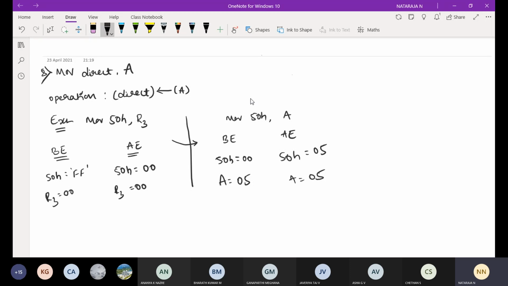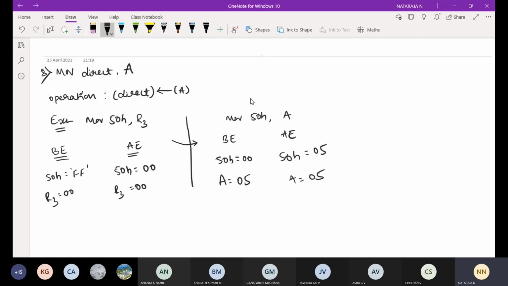Got everyone? Any doubt? See here, move direct comma A. Whatever the content in the accumulator or register, we are going to copy to the direct address, whatever address we take. A small example: move 50h comma A, move 50h comma R3. I have taken two examples. The first one is move 50h comma R3.